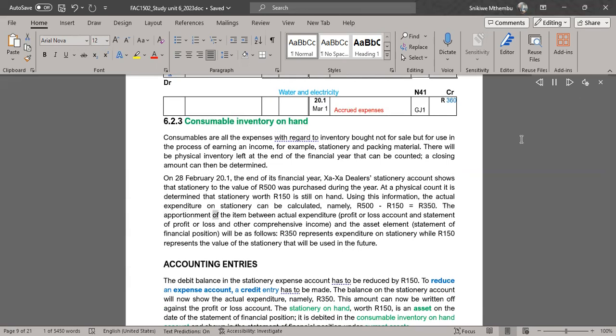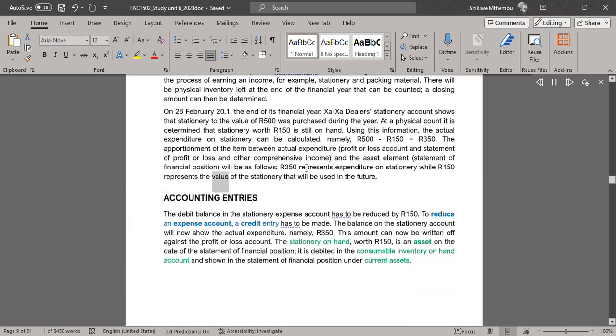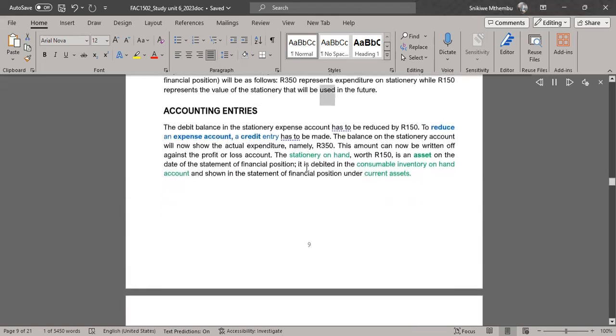The apportionment of the item between actual expenditure, profit or loss account and statement of profit or loss and other comprehensive income, and the asset element, statement of financial position, will be as follows. R350 represents expenditure on stationery while R150 represents the value of the stationery that will be used in the future.